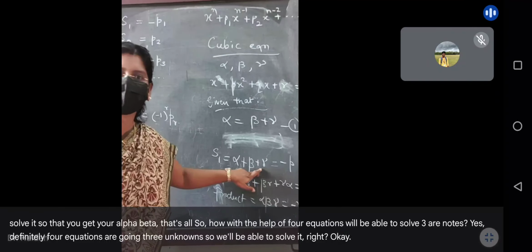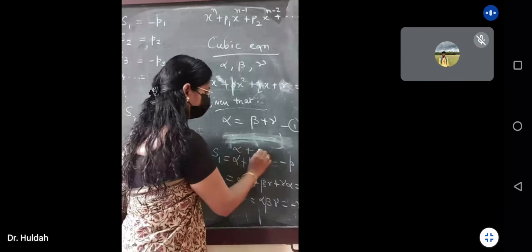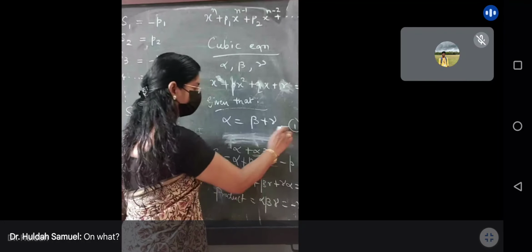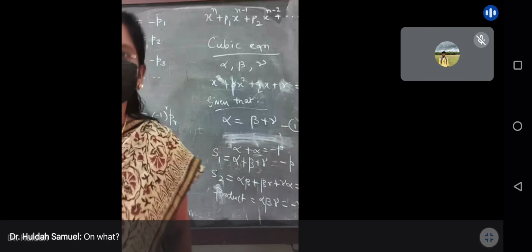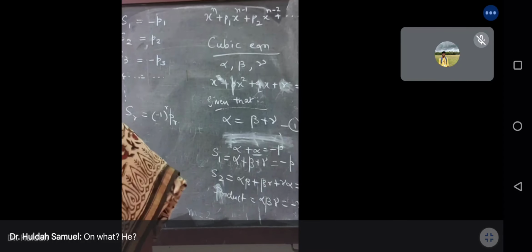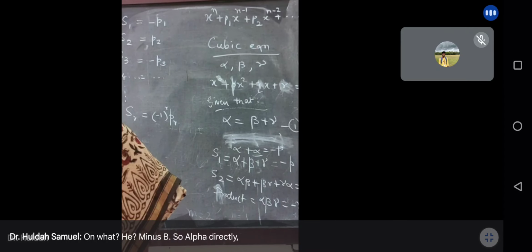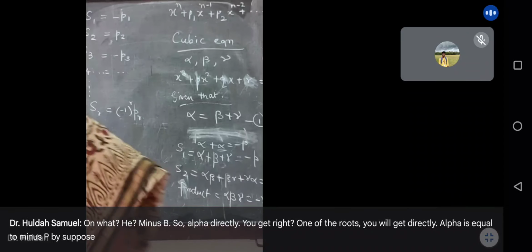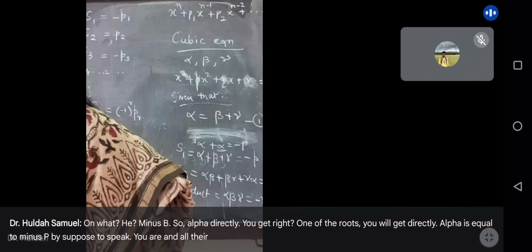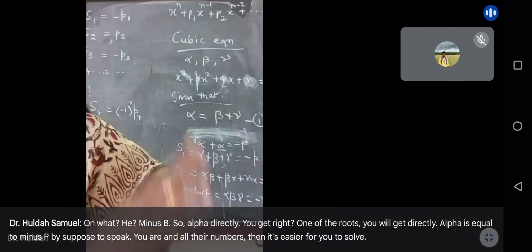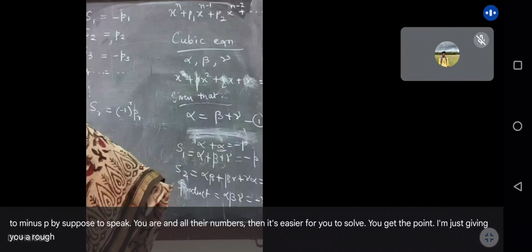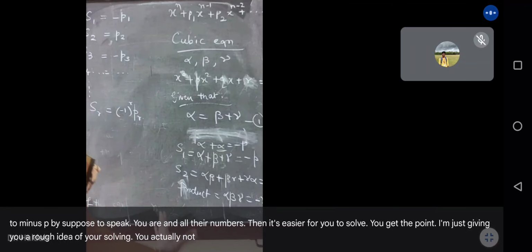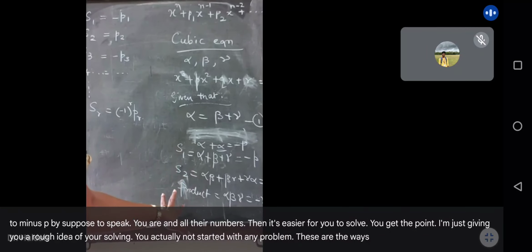So use it here. This one I can write as alpha. I will get alpha plus alpha minus 1, so 2 alpha is equal to minus p. So alpha you get directly, right? One of the roots you will get directly. Alpha is equal to minus p by 2. Suppose this p, q, r and all were numbers, then it's easier for you to solve. You get the point? I'm just giving you a rough idea as to how we are solving. We have not actually started any problem. These are the ways we do things.